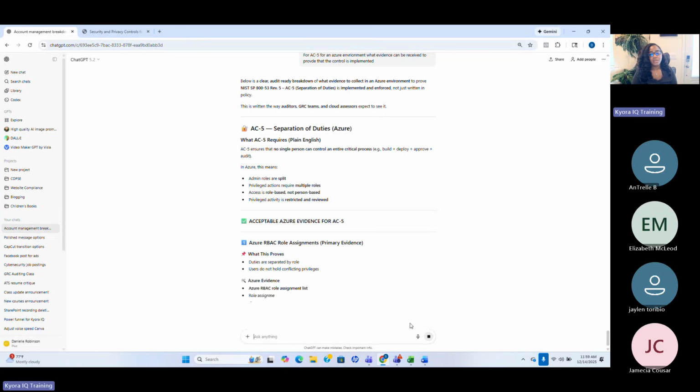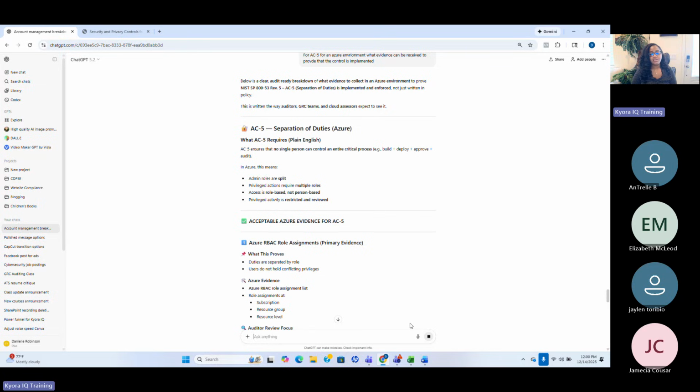So in plain English, AC5 is separation of duties. It ensures that no single person can control an entire critical process, which means they cannot build, deploy, approve, and audit, right? Remember I told you when my manager requested access at McDonald's, someone still had to approve her actions, right? Maybe the security department approved that my access was going to be granted, but there should always be a second line of approval.